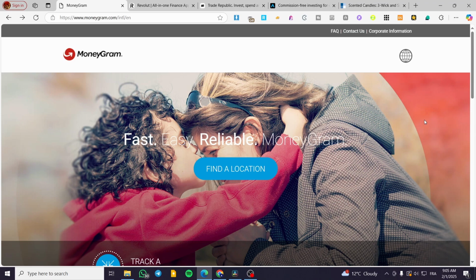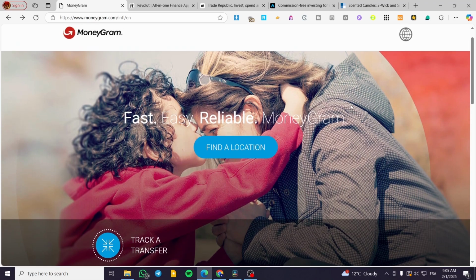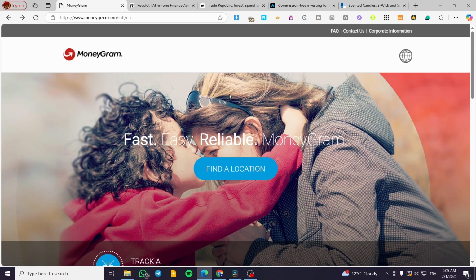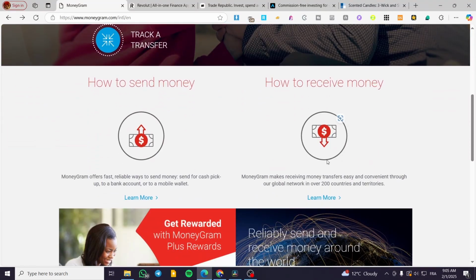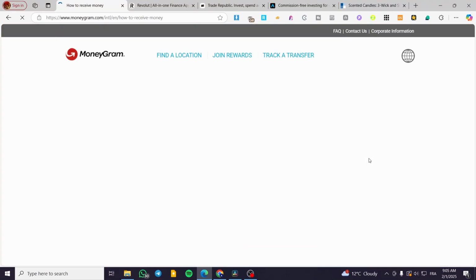So the receiving money process that we are going to talk about in this video comes in two options. Either you are going to receive money into your bank account or your mobile banking app, where you get a notification from one of these providers, or it is going to be a physical pickup. So that is going to be at the agent offices.